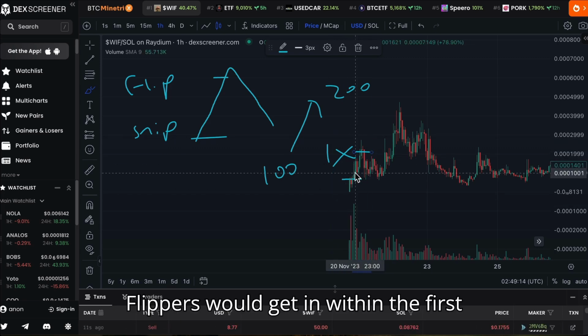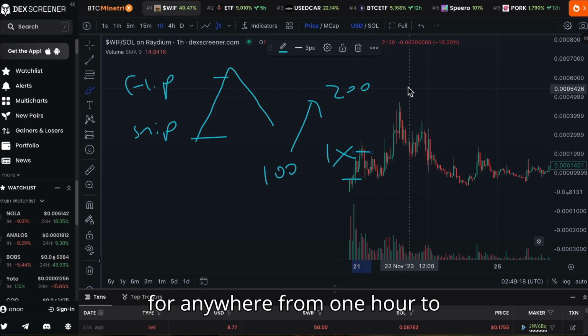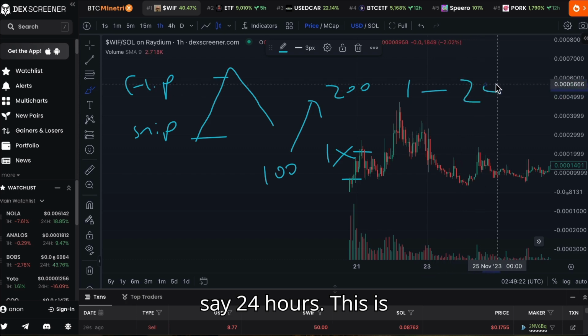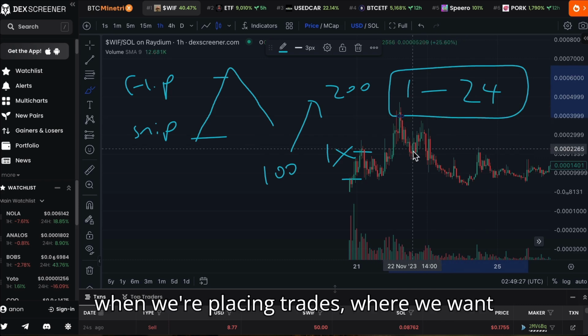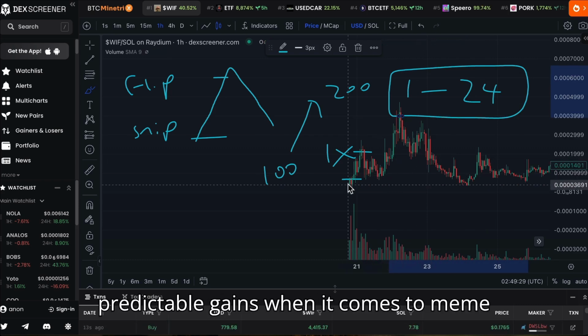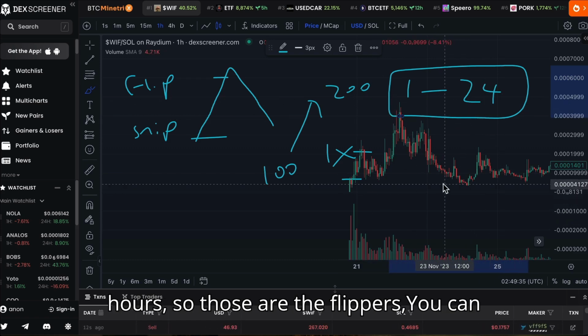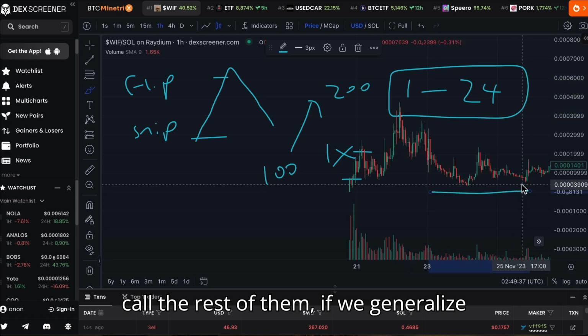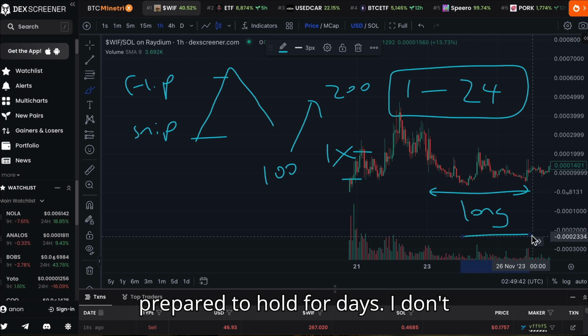They're sniping. Flippers would get in within the first few hours and then look to hold a trade for anywhere from 1 hour to, say, 24 hours. This is where we might be a lot of the time when we're placing trades, where we want predictable gains when it comes to meme coins. And then after the 1 to 24 hours, so those are the flippers, you can call the rest of them, if we generalize it, long-term holders. People who are prepared to hold for days.